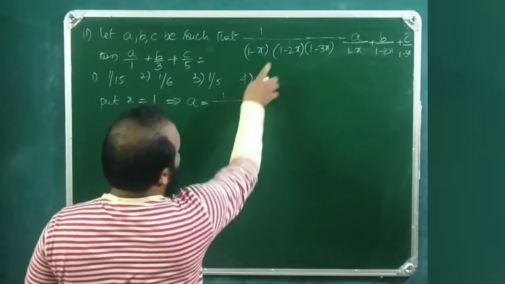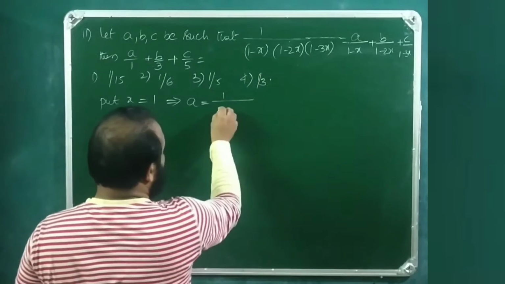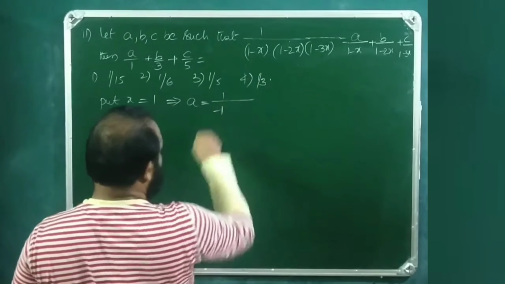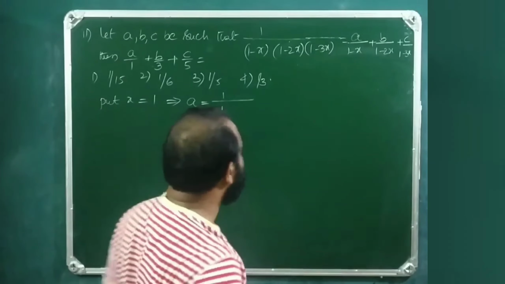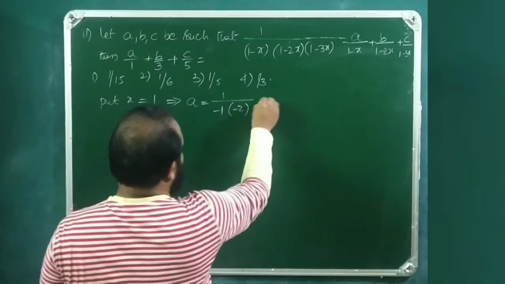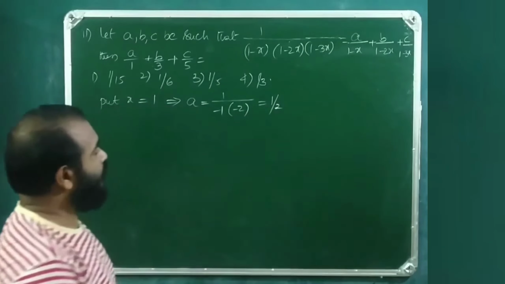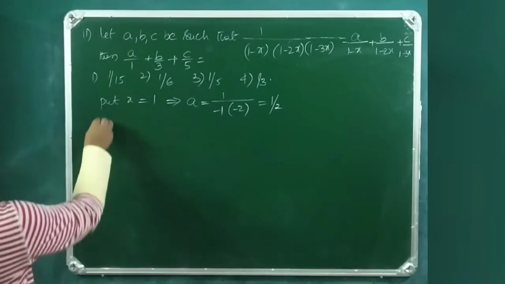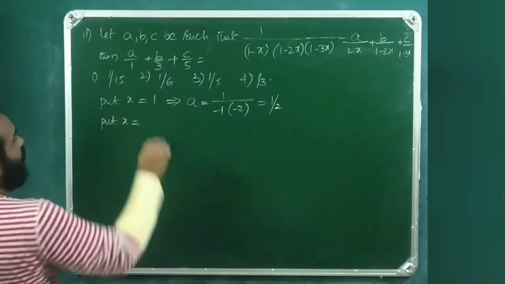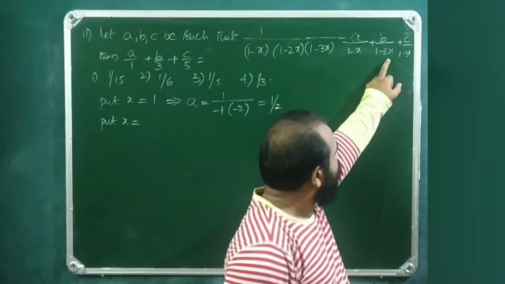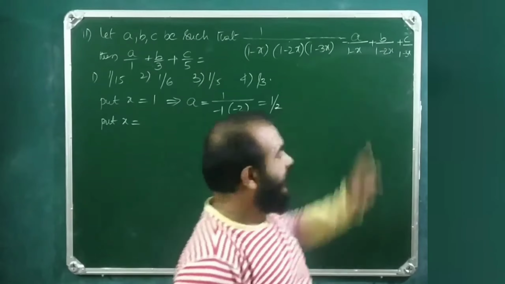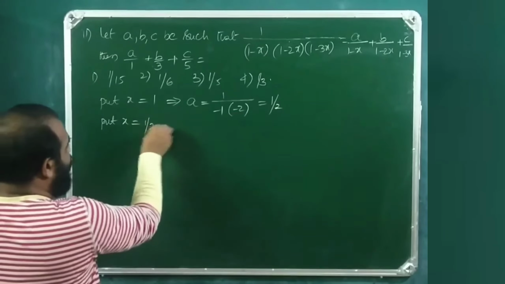1 by 1 minus 2 into 1, that is 1 minus 2, so minus 1. 1 minus 3 into 1, 1 minus 3 is minus 2. So a is equal to 1 by 2. Likewise, put x equal to... 1 minus 2x equals 0, 1 equals 2x, 1 by 2 is equal to x. Put x equal to half.